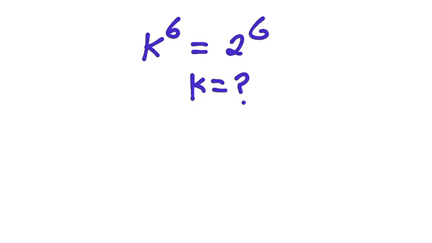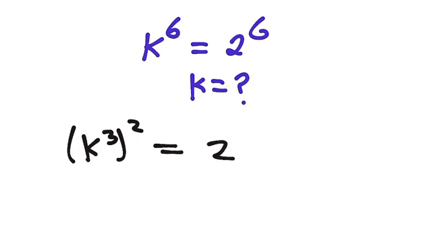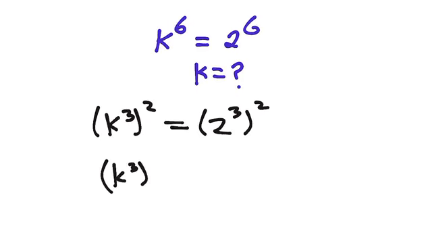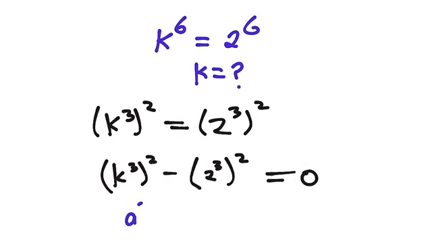What we are going to do is rewrite this as (k to the power of 3) all to the power of 2 equals (2 to the power of 3) all to the power of 2. Now from here, I'm going to rewrite this as (k to the power of 3) all to the power of 2 minus (2 to the power of 3) all to the power of 2, then everything equals 0. Now I'm going to apply a squared minus b squared equals 0.